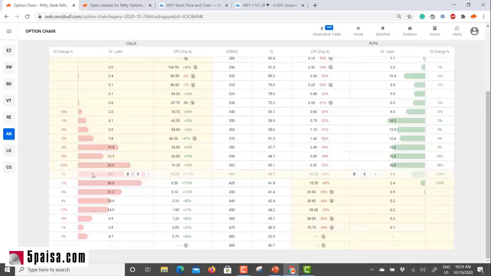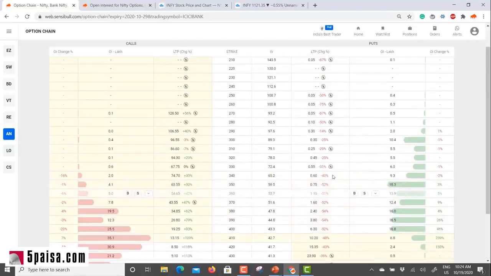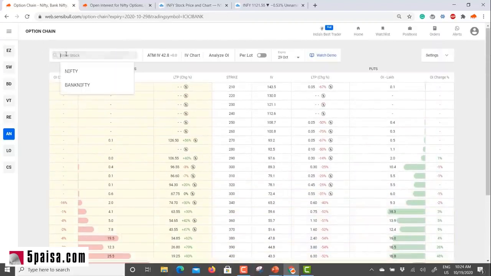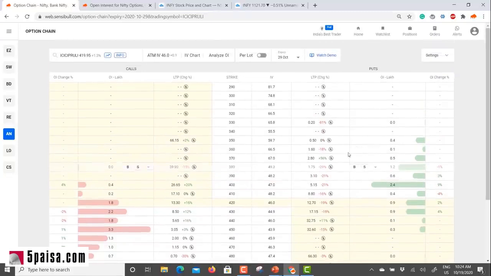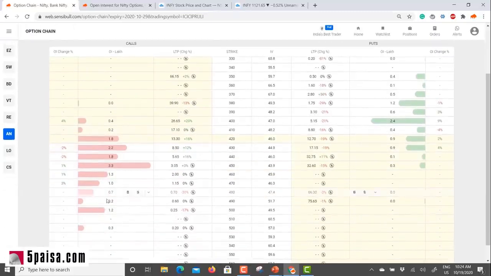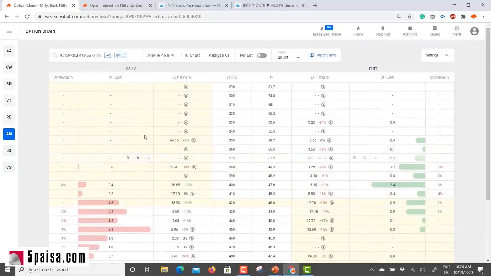20 lakh contracts, 35 lakh contracts, 30 lakh contracts. This 18 lakhs, 13 lakhs, 16 lakhs, they're all very significant big numbers. Whereas if you look at ICICI Pru Life, it's only some 1 or 2 lakhs, and that's not much, right? So it's not a very big company, it's not a heavily traded stock. I mean, it is a very big company, but compared to ICICI Bank, it's nothing. So it's not a very heavily traded stock, it's not a very heavily traded option either.